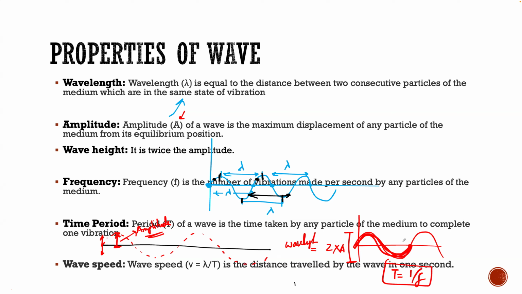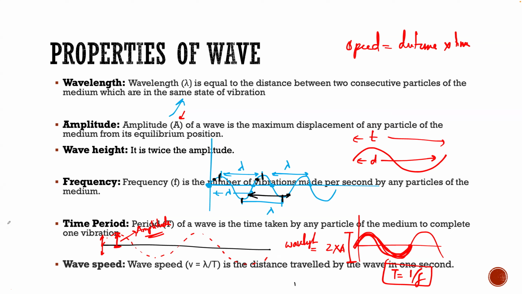Finally, wave speed. As with any other speed, wave speed is distance and time. Let's take, if this is a wave, if I ask you what is the speed with which this wave is traveling, you will ask, what is the distance traveled by one wave and what is the time taken by this one wave? We know the distance traveled by this one wave is its wavelength, and the time taken by this one wave is called its time period. And we know that time period and frequency are reciprocal.